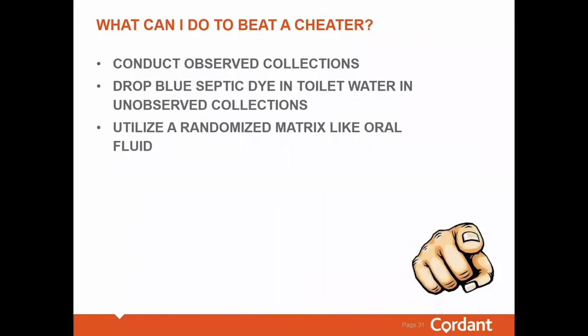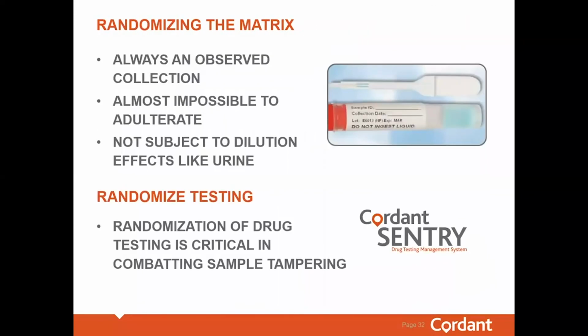Utilize a randomized matrix like oral fluid. Randomized test matrix is a great tool if you are suspicious of tampering. Oral fluid can be a superb alternative to urine because it is always an observed collection and is therefore almost impossible to adulterate, and is not subject to dilution effects like its urine counterparts. So drinking copious amounts of fluid will have absolutely no effect on this testing. A person can prepare all they want to tamper, but utilizing this test matrix eliminates the possibility of adulteration.